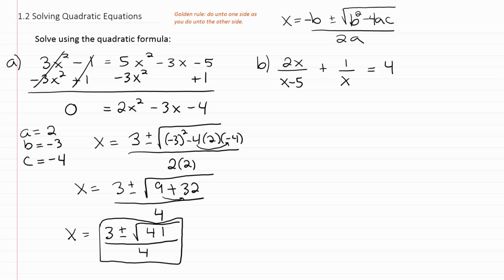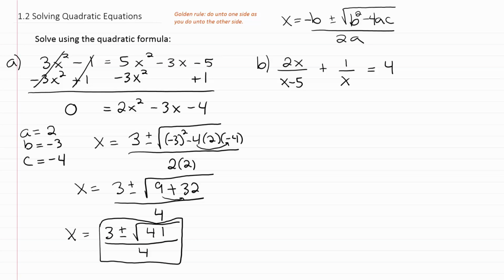So let's take a look at example B, which is a little bit harder. So for example B, we first need to write it as a quadratic equation. It is not a quadratic equation at the moment. So in order to kind of simplify it a little bit, we want to get rid of the fractions. If we get rid of the fractions, it might turn into a quadratic.